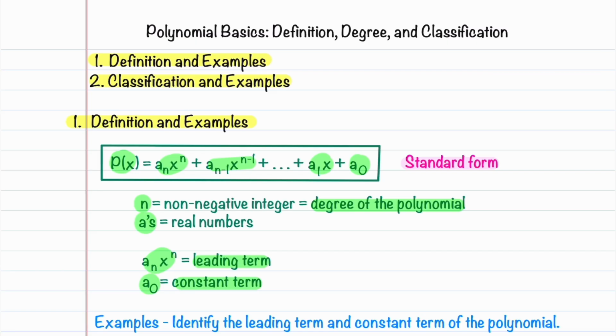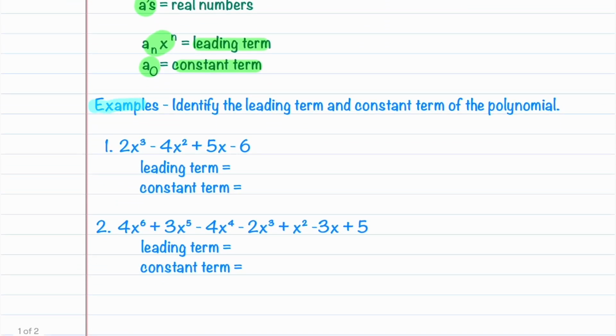Let's now look at some examples. In these examples, we are going to identify the leading term and the constant term. Let's look at our first example. The leading term is just the term with the highest power of x, and in this polynomial, the leading term is 2x³. And then the constant term is just the term that doesn't have an x with it, and in this case, that is equal to -6.